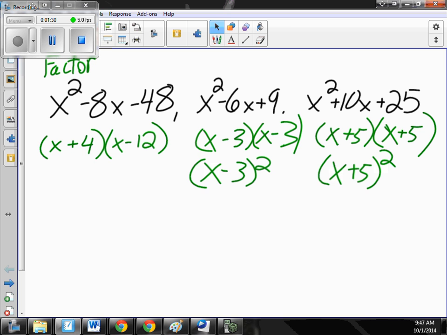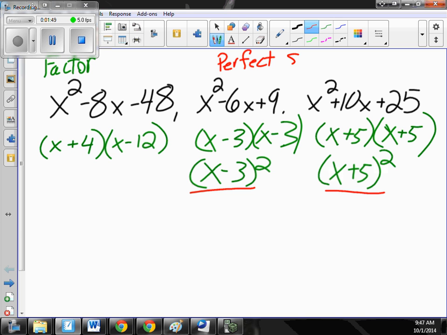So something special happens when you have a binomial squared. Remember, a binomial is 2 terms. So if you take 2 terms and you square them, you create what is called a perfect square trinomial. So both of these are perfect square trinomials, meaning it's a trinomial with specific qualities. Do you see a pattern in x squared minus 6x plus 9 and x squared plus 10x plus 25?